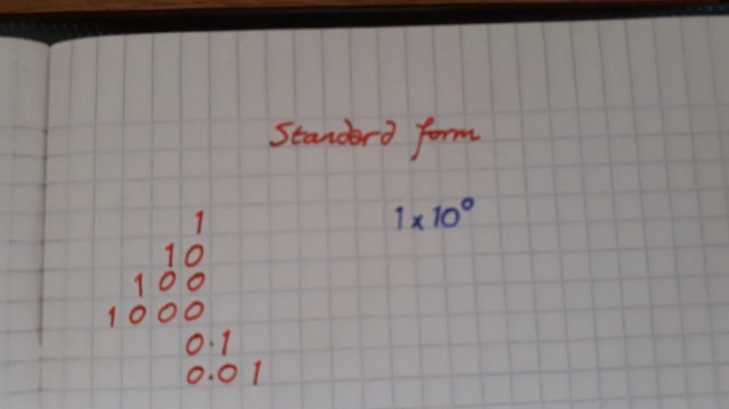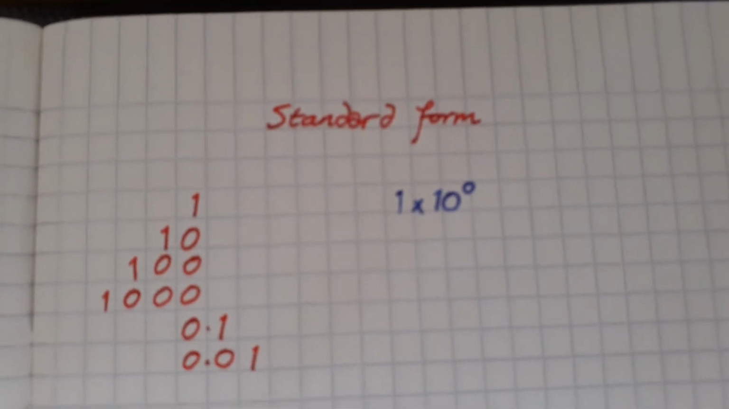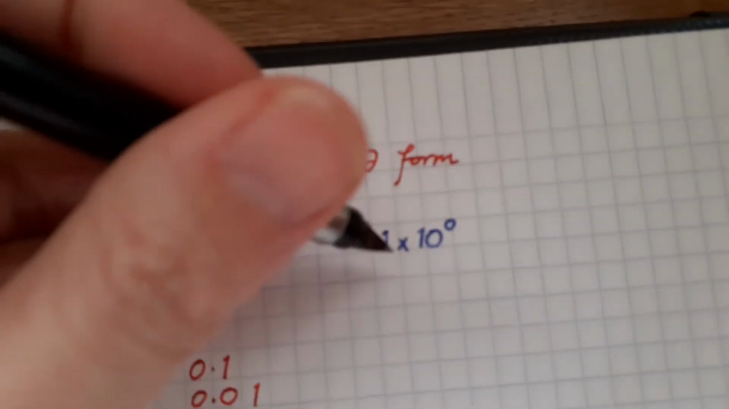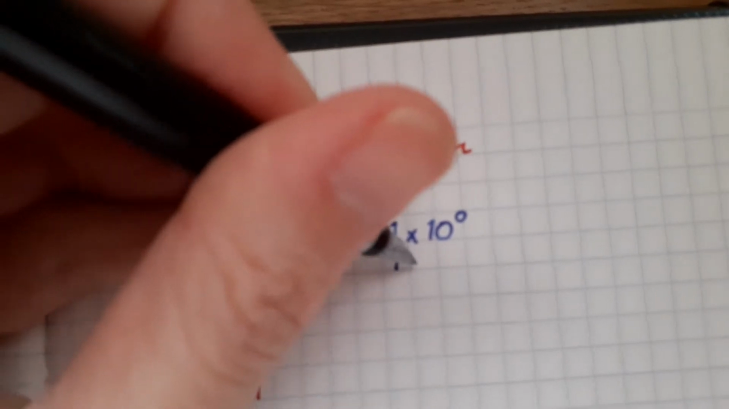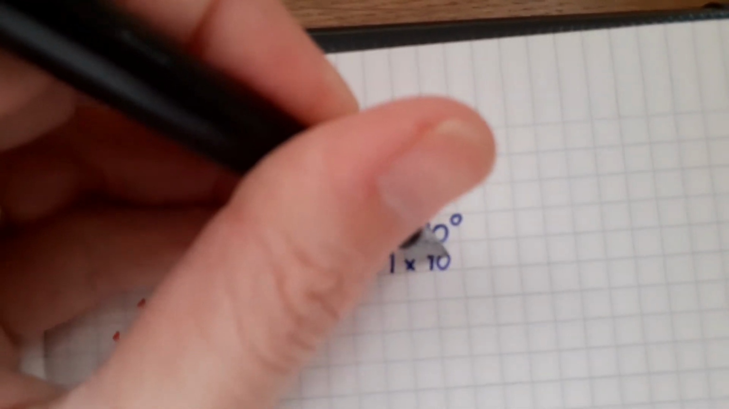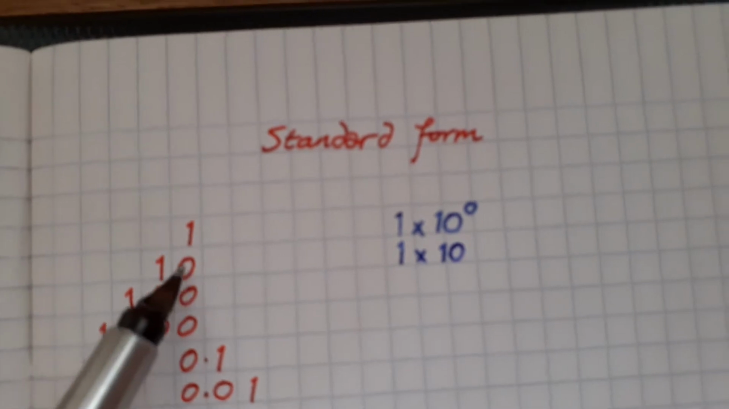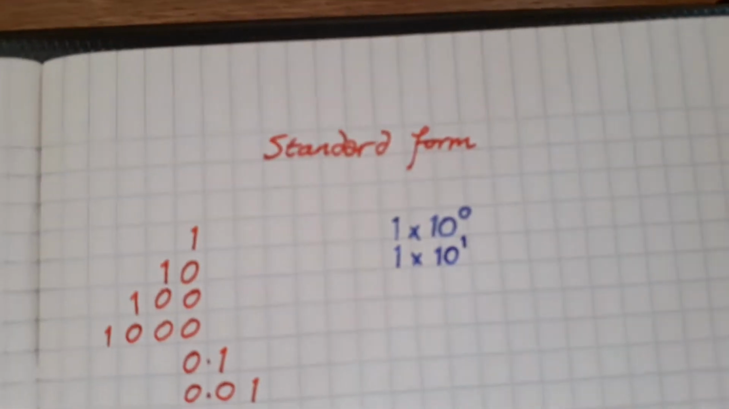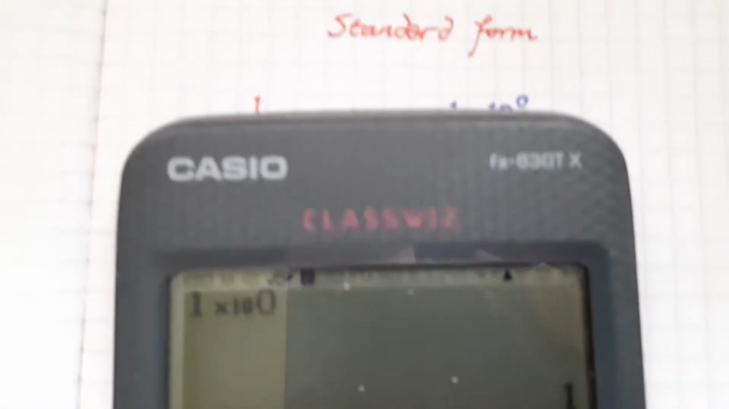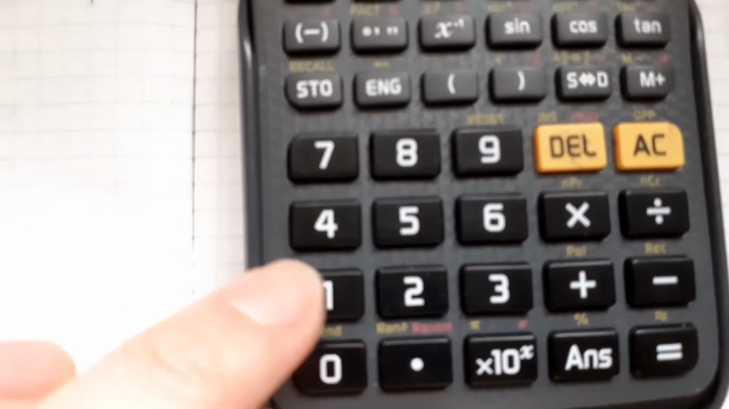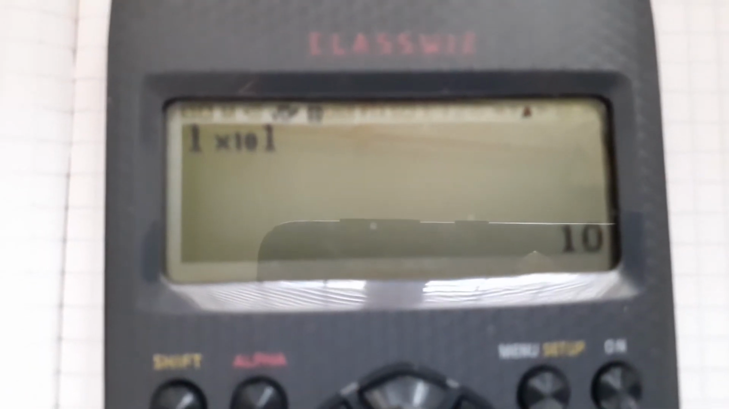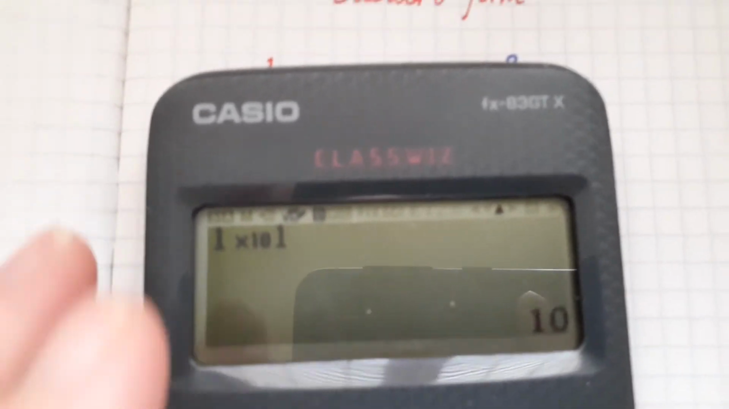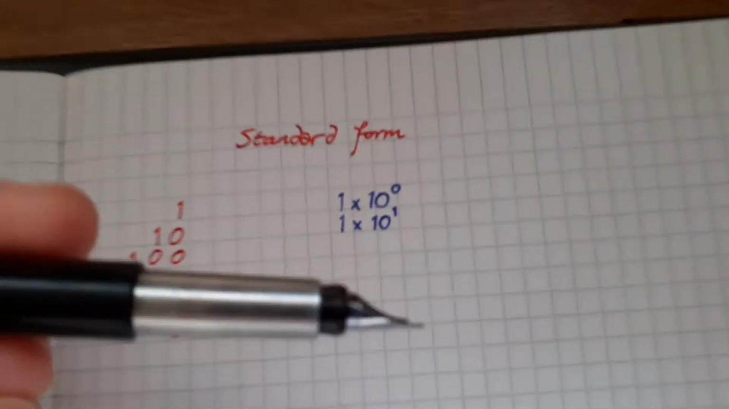Okay? Now, we always like just one number in standard form. Okay, so 10. 1 times 10, but it's moved one place over to the 1. Okay, and again, get your calculators, check it. So 1 times 10 to the 1 equals 10.